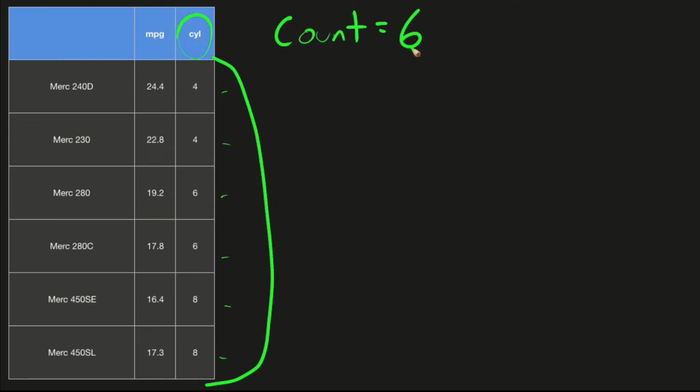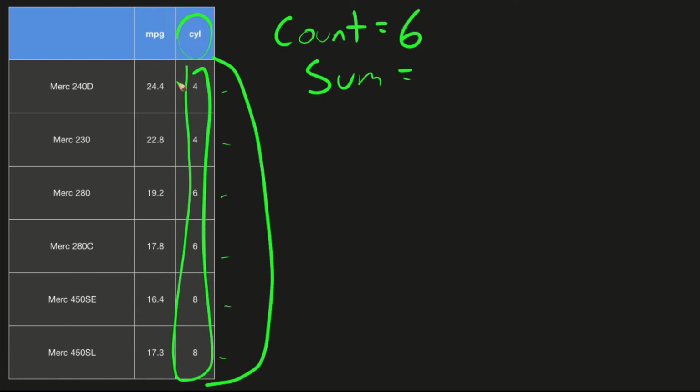We might also be interested in the sum of our data set. So what is the total if you were to add up all of your observations? And so if you were to add up all these numbers, you would end up with 36. That doesn't actually seem that useful. Why would we care that there were 36 cylinders across the whole data set? Well, one way that actually could be useful is we can use it to calculate the average number of cylinders.